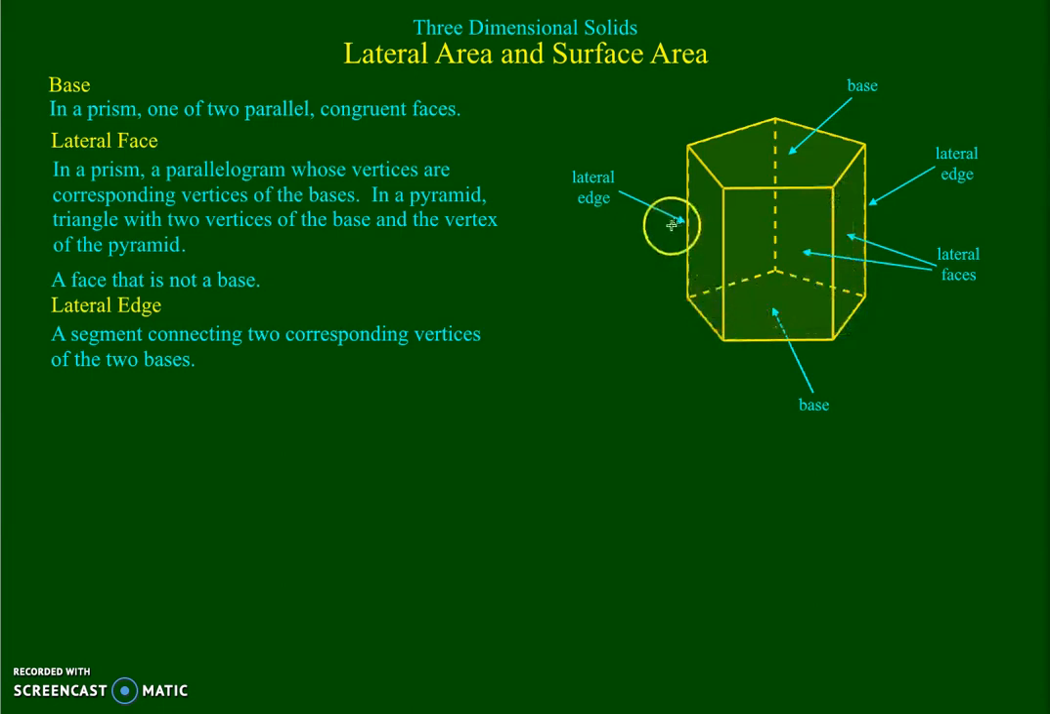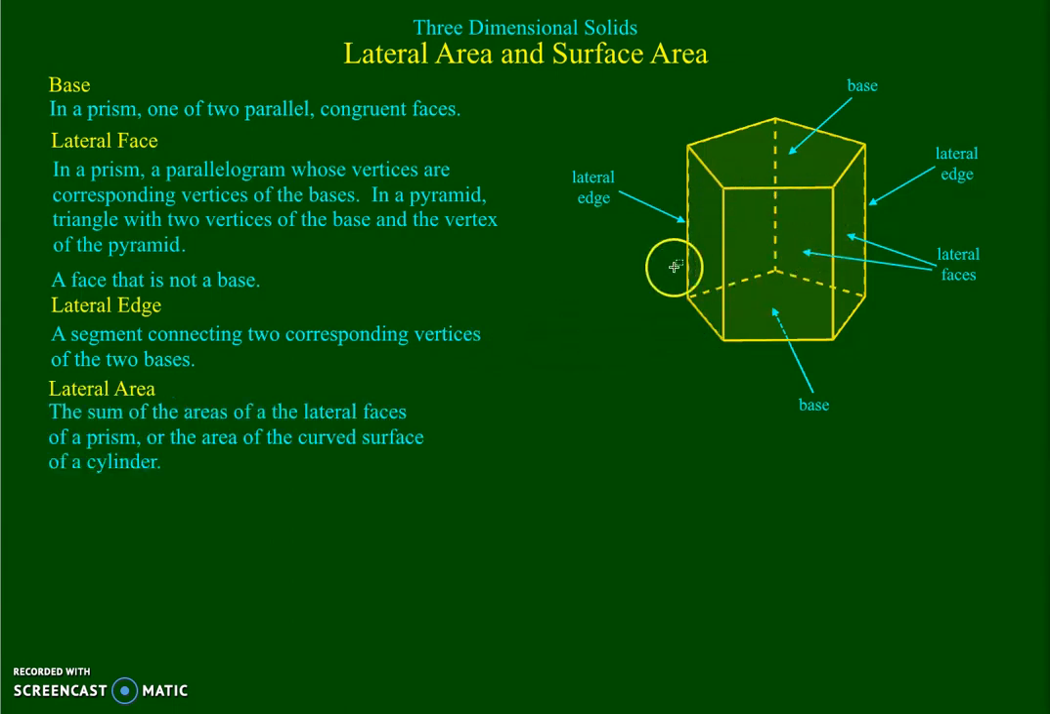The edges that connect the lateral faces are of course called lateral edges. So these are all the lateral edges, and it's just a segment connecting two corresponding vertices of the two bases. Now the lateral area of this object is the sum of all the areas of the lateral faces of the prism. So the lateral area or lateral surface area, I try not to use the term surface area when I'm discussing lateral area because it can be confusing when you see the definition of surface area. But the lateral area is the area of all the lateral faces put together.